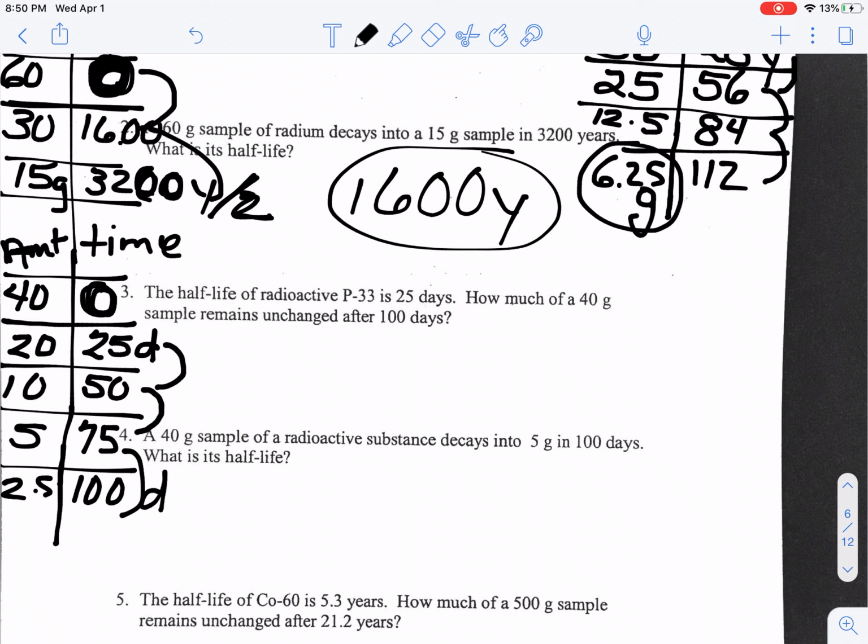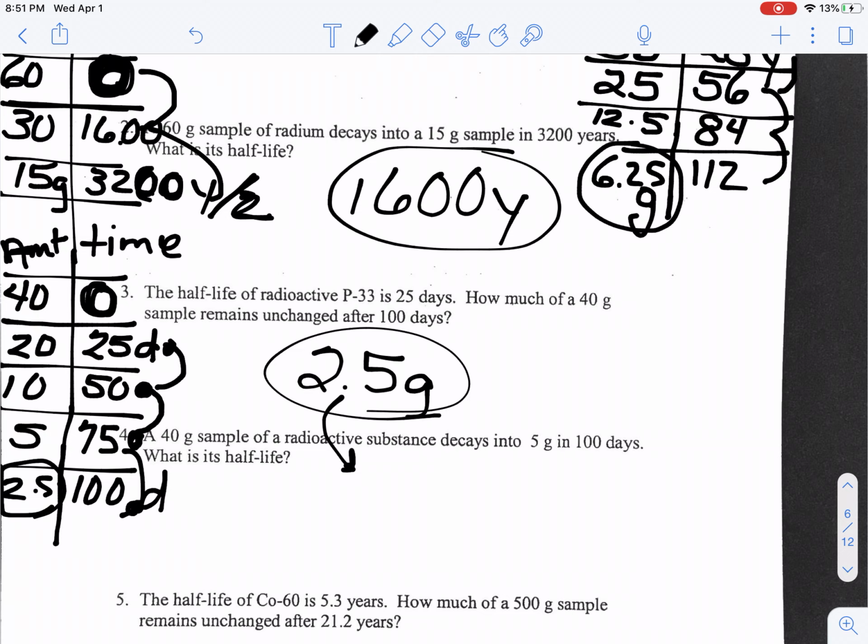So I've really undergone 1 half-life, 2 half-lives, 3 half-lives, 4 half-lives. Or you could say your half-life times 4 would be 100. So next to that then, notice you have 2.5 grams is what you have left. Oh, I guess I don't need an arrow there.